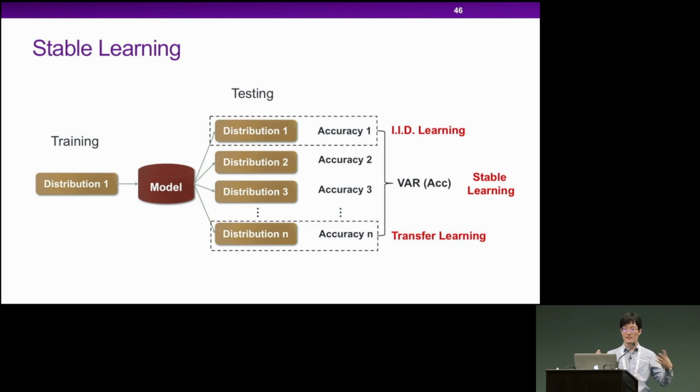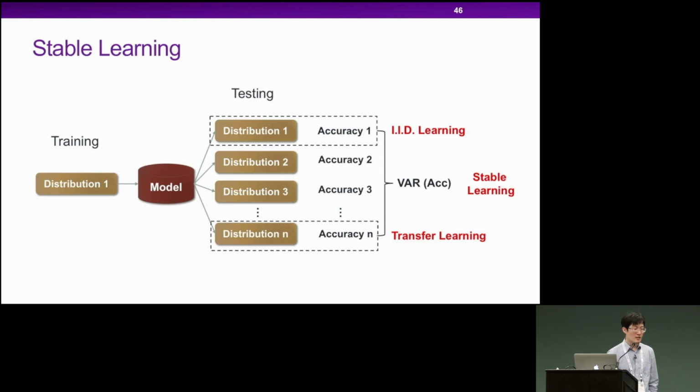So you can see that this is different. We think that stable learning is more realistic and more practical in real applications because, as I said in the beginning, we can never guarantee that the testing distribution is the same or similar to the training distribution. And also, we cannot guarantee that the testing distribution is known. So how can you guarantee stable performance in this kind of real setting? That's the problem of stable learning.